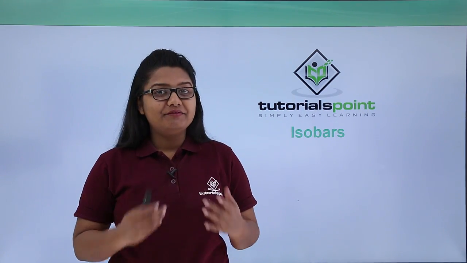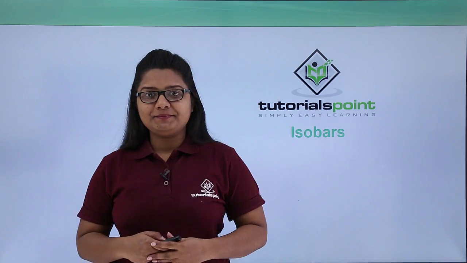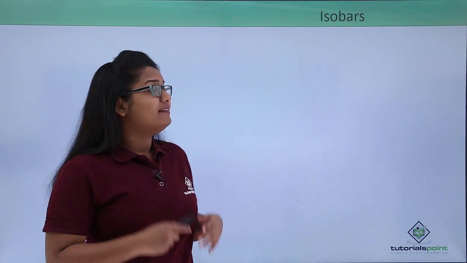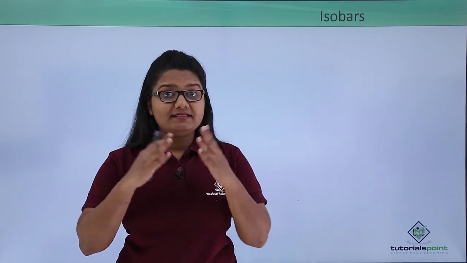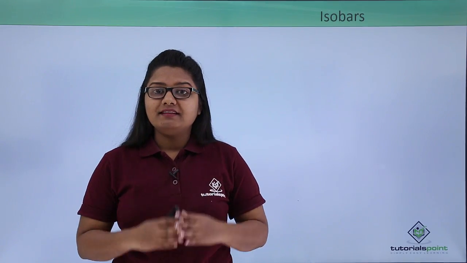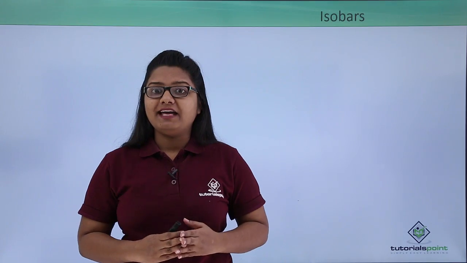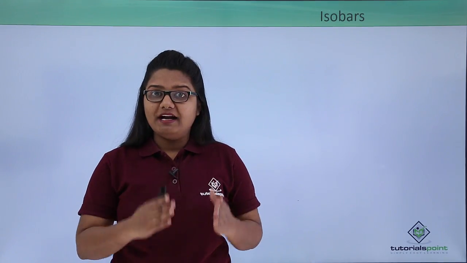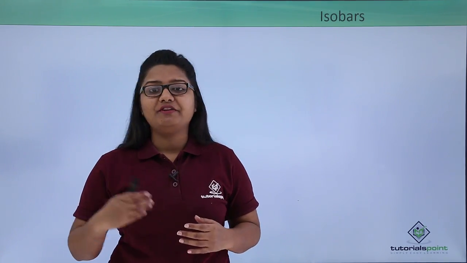In this video, we will be learning about isobars. Now, it is known that the atomic number of an element is its identity. It means that all the atoms of a particular element have the same atomic number, but it is different for the atoms of different elements.